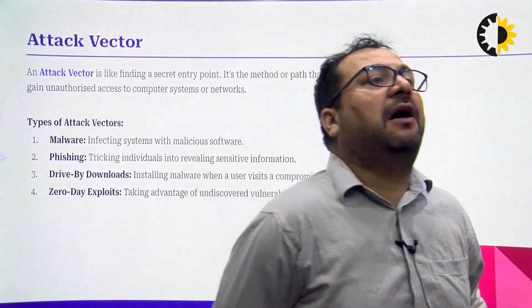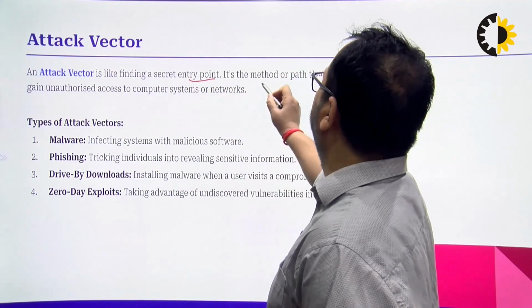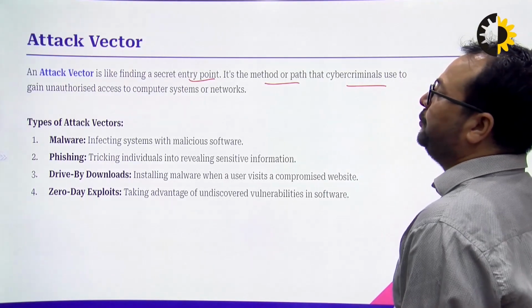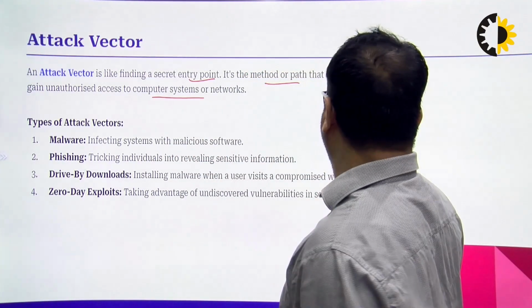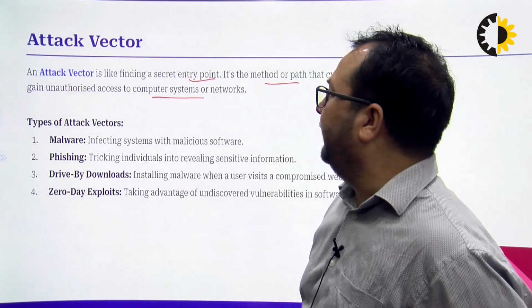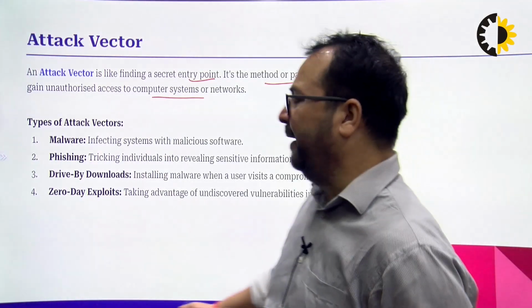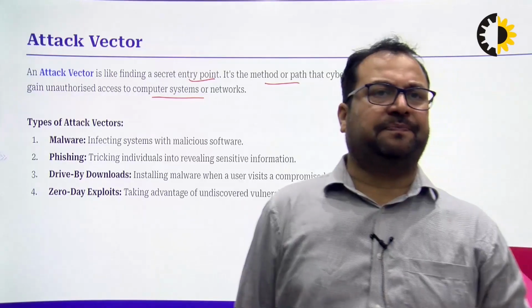Then the last one is the attack vector. It's just like finding a secret entry point. It's the method or path that cyber criminals use to gain unauthorized access to a computer system or network. Some types of attack vectors are malware, phishing, drive-by downloads, and zero-day exploits. So these are some ways.